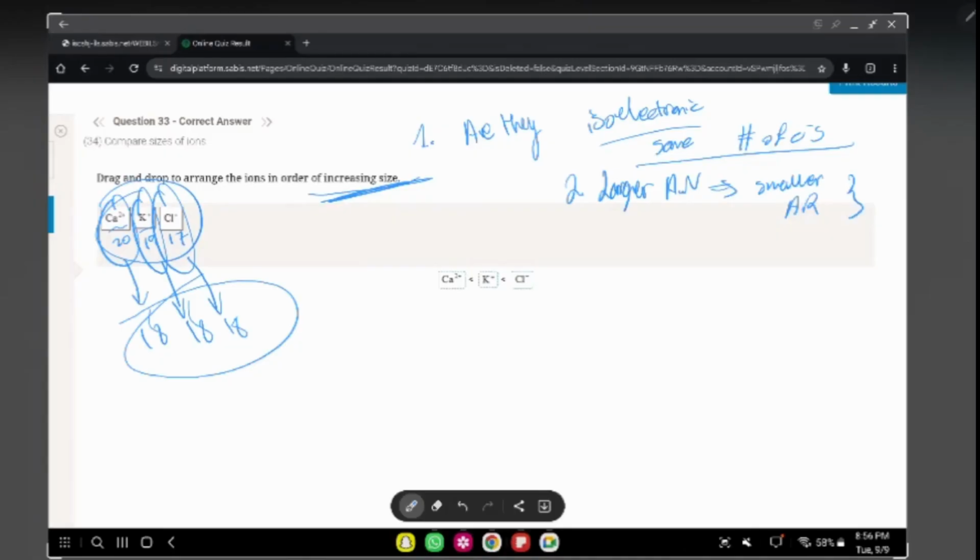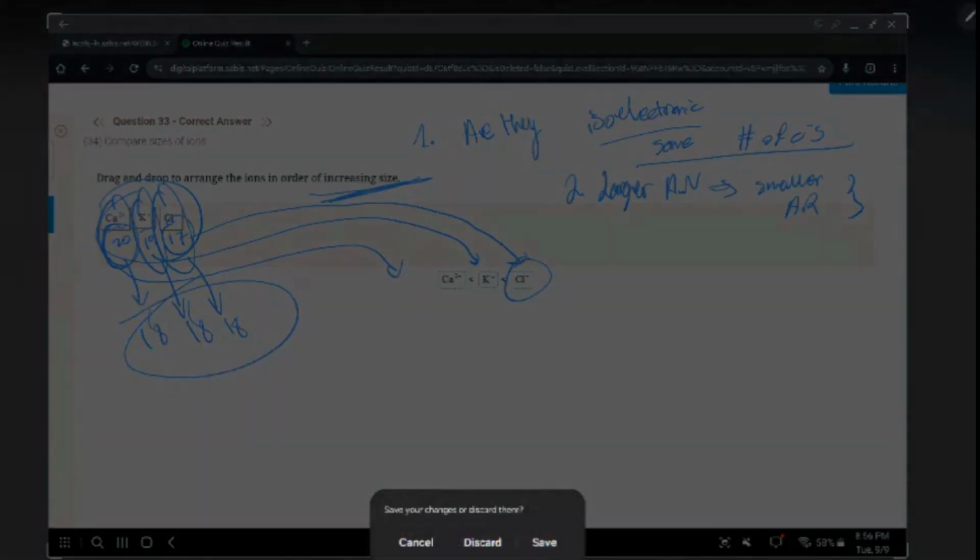So anyways, which one here has the greatest atomic number? It's the Ca, so it's going to go in as the smallest. Okay, then I have the K+, which is 19, and then the one with the least atomic number, that means it has the highest atomic radius, is the Cl minus. Nice and easy.